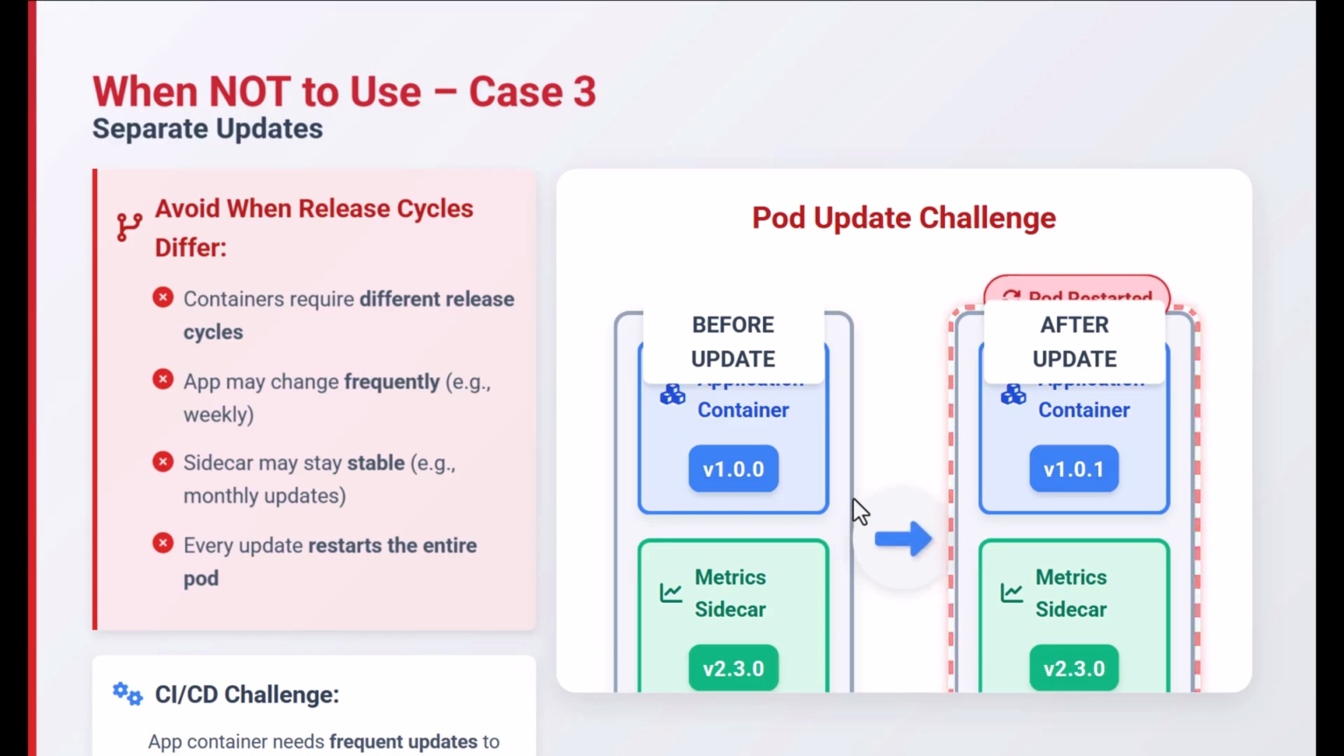How to fix this? Keep containers with independent release cycles in separate pods. That way you only restart what's necessary and keep things efficient and reliable.